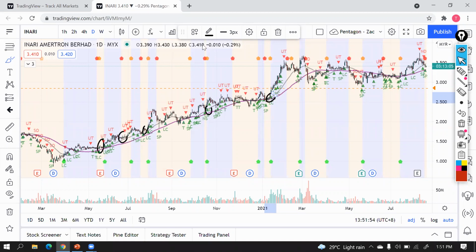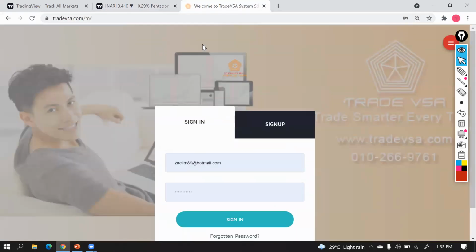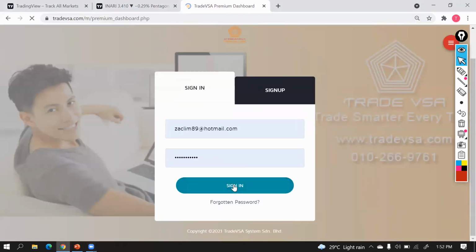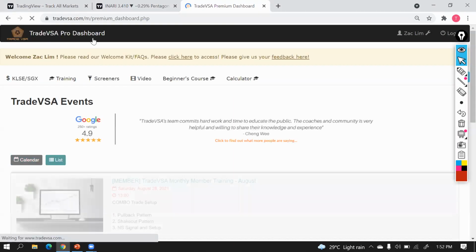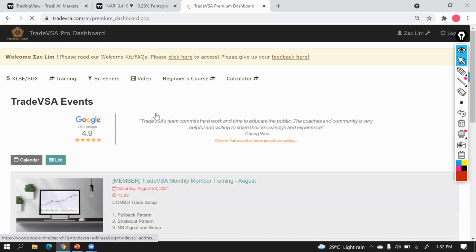Some members sometimes say, hey Zach, why did my dashboard turn to a free account? Because of the cache, sometimes your screener will turn to a free account. But don't worry about that. Just text me and let me know your screener has turned to free, and I will help you upgrade it back. Usually it's only the first login that has this issue, and after that it doesn't happen anymore.